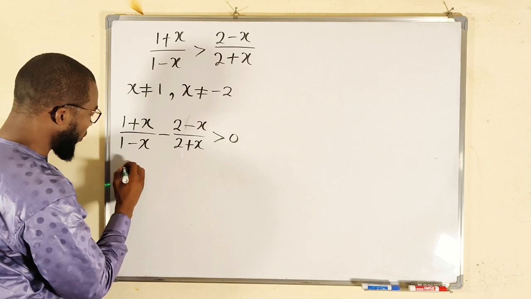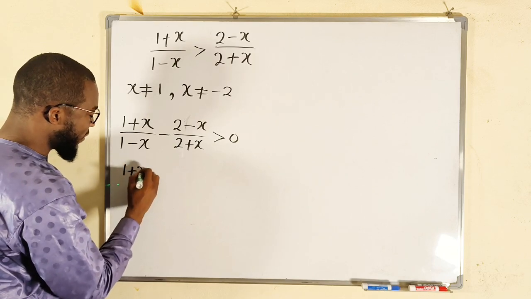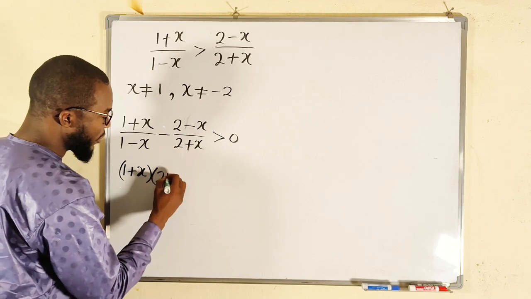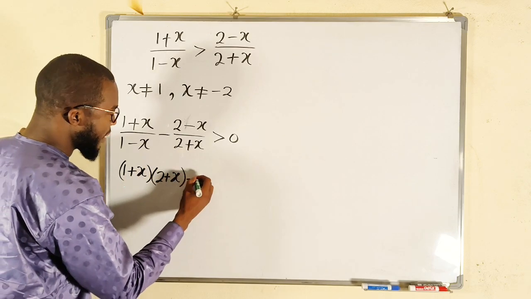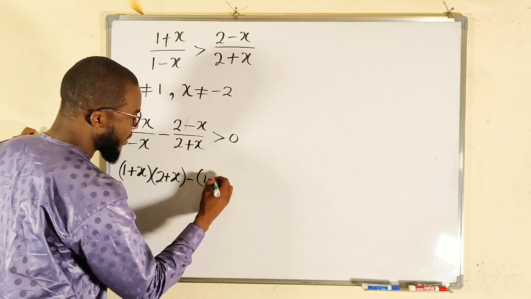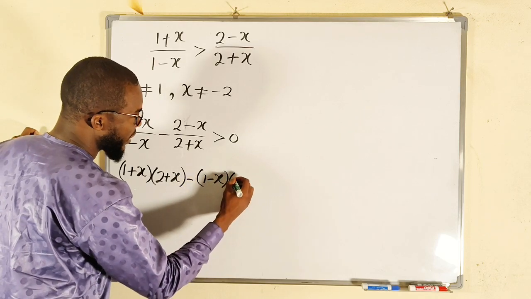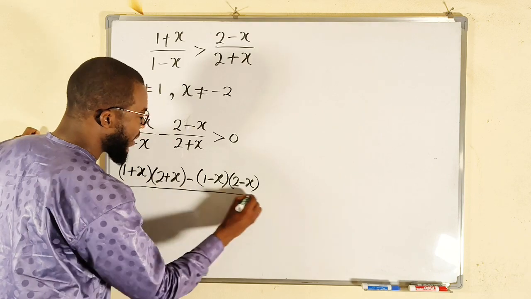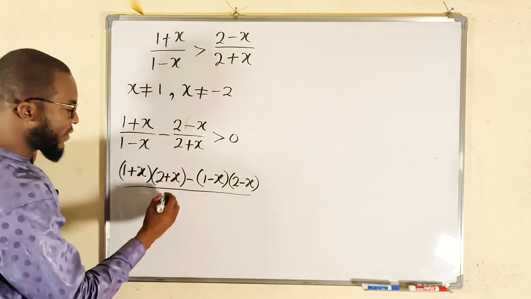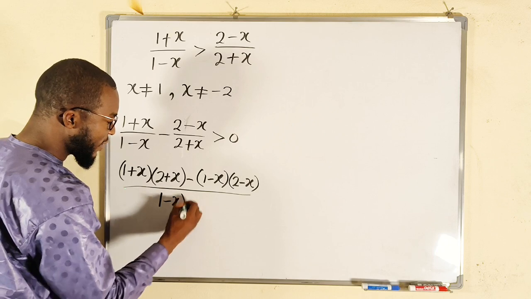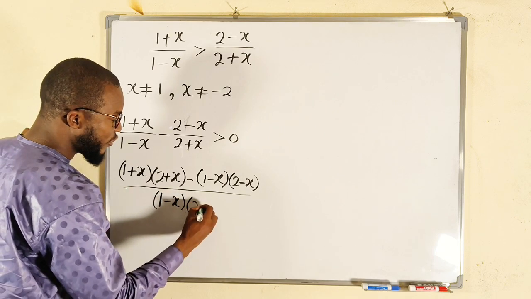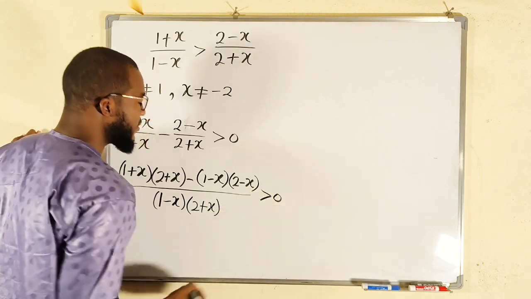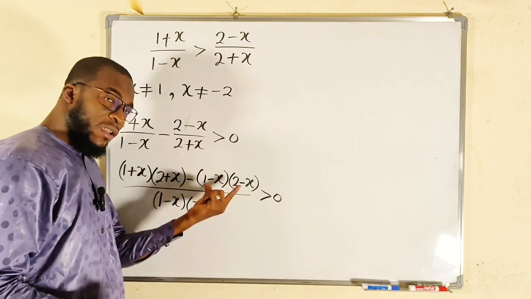So we have (1 + x) multiplied by (2 + x), then minus (1 - x) multiplied by (2 - x), divided by the product, this time (1 - x) multiplied by (2 + x). The whole of this will remain greater than 0. So let's simplify this and this.